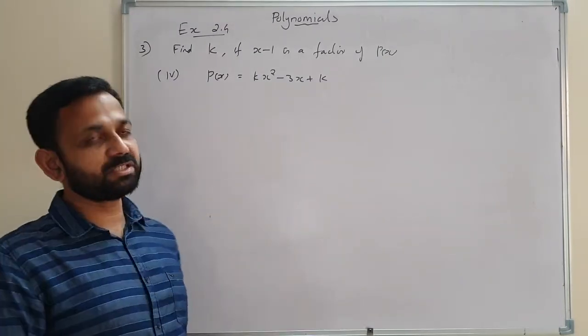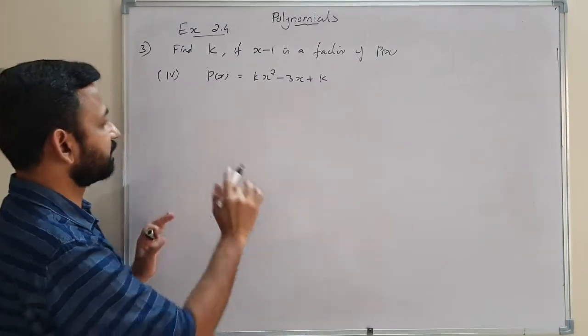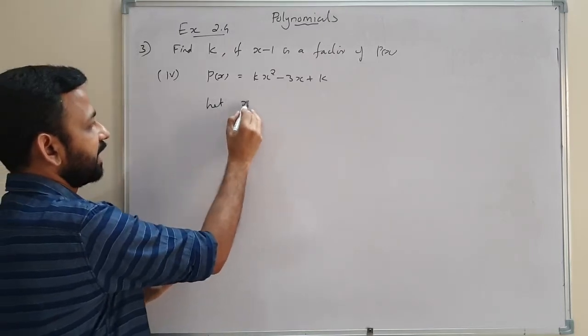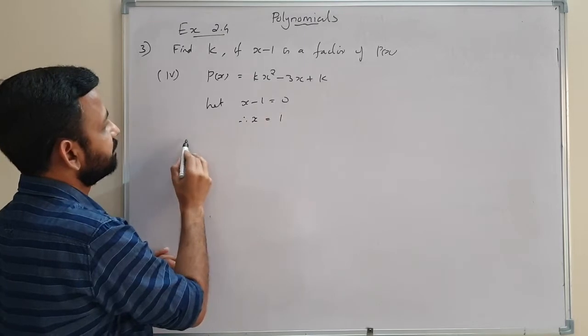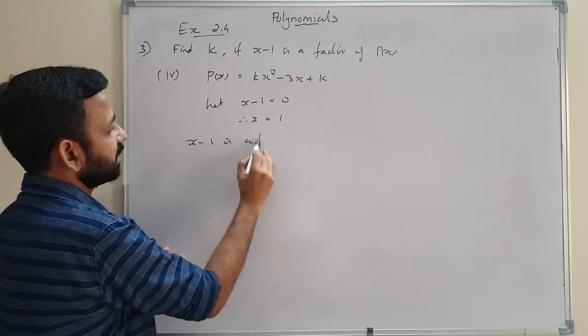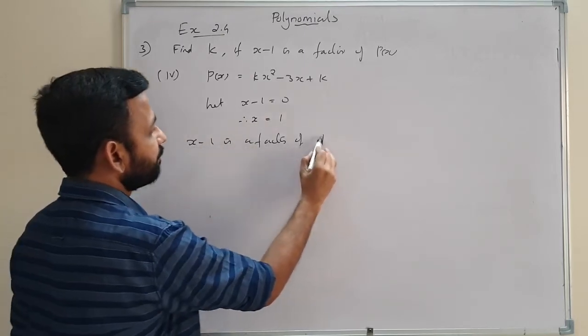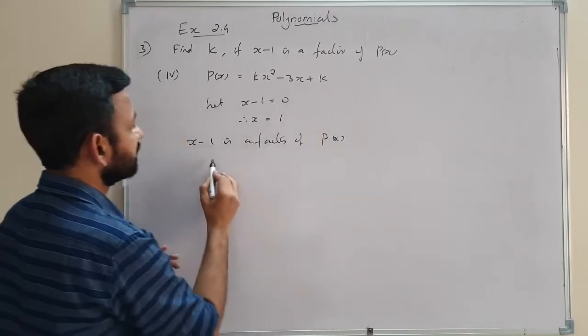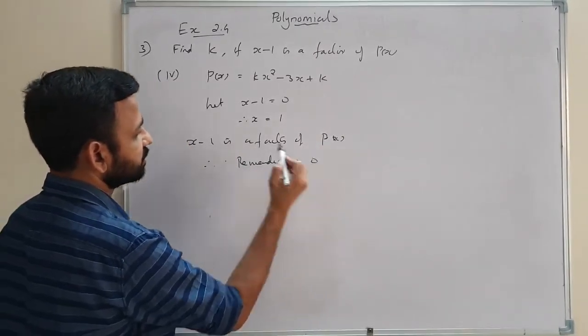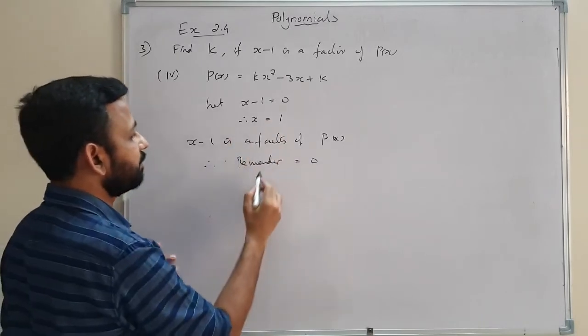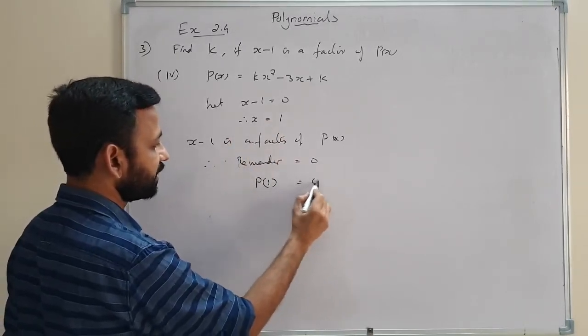It's given x minus 1 is a factor of p(x), so the remainder will be 0. So let x minus 1 equal to 0. Therefore x is equal to 1. Then x minus 1 is a factor of p(x), that is given. Therefore the remainder equals 0. Then the remainder will be p of 1. P of 1 equals 0.